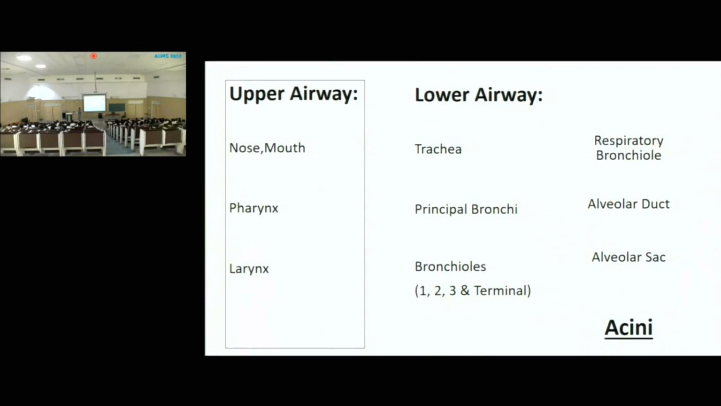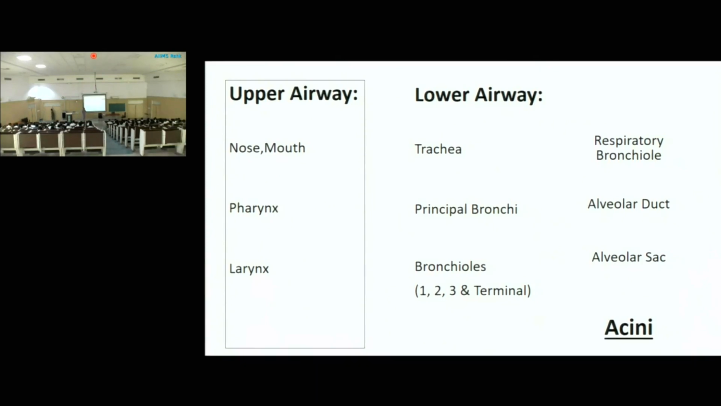The upper airway consists of the nose, mouth, pharynx and larynx. Till this part we call it the upper airway. And the lower airway consists of the trachea followed by the principal bronchi, right and left, followed by the bronchioles, that is primary, secondary, tertiary. Why am I teaching you this? Because these things are important to know where the pathophysiology is happening. So there are bronchioles, primary, secondary, tertiary and terminal, followed by the respiratory bronchiole, alveolar duct and alveolar sac.